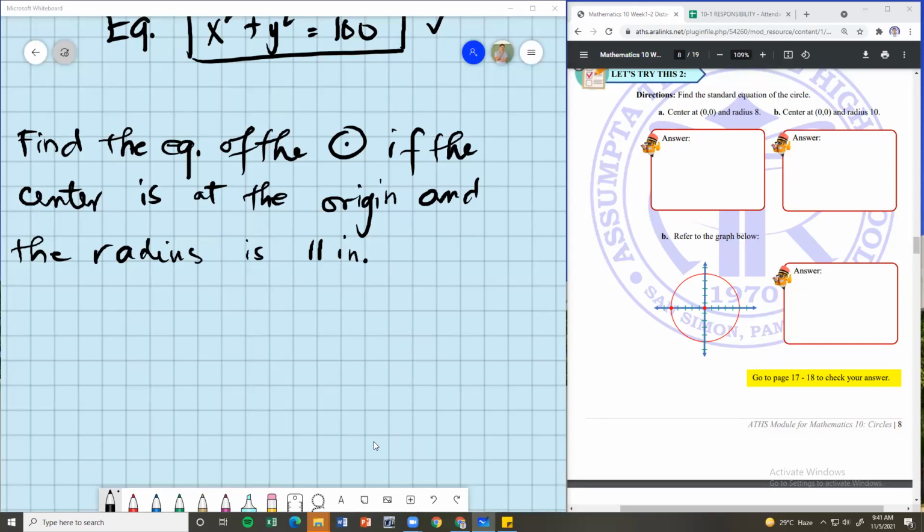Okay, your classmates are now sending their answers. I want the equation, ha? Not just the squared radius. Okay, and so let me see. Chester is correct. Kapag di ko tinawag yung pangalan nyo, ibig sabihin try again, ha? Kasi kulang or mali yung nalagay nyo.